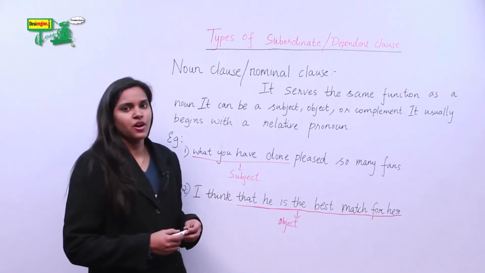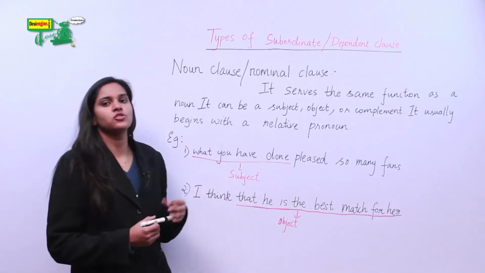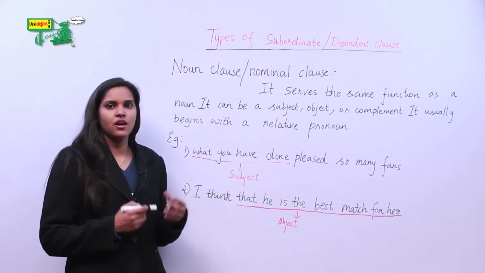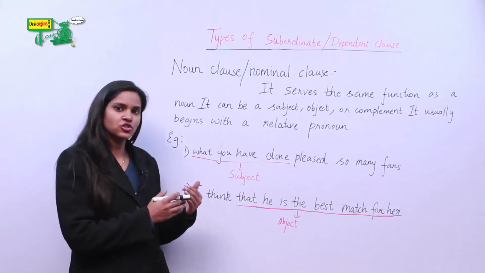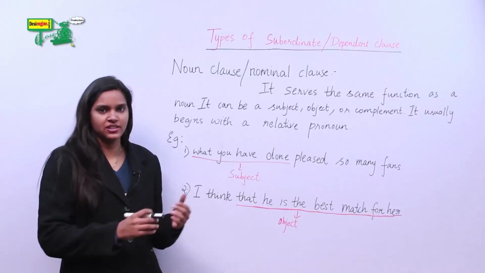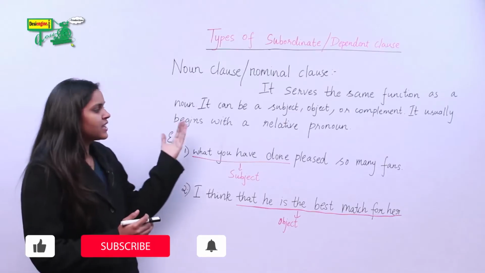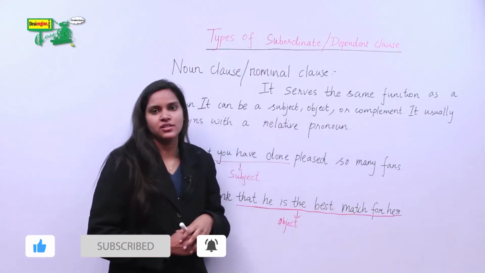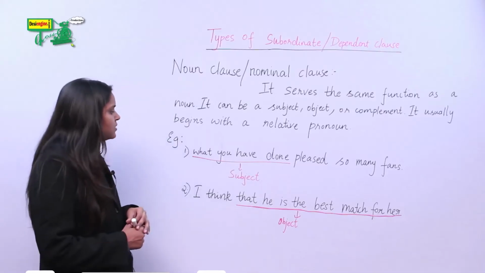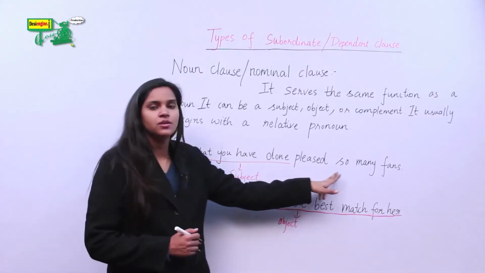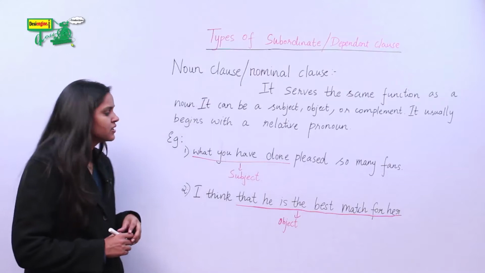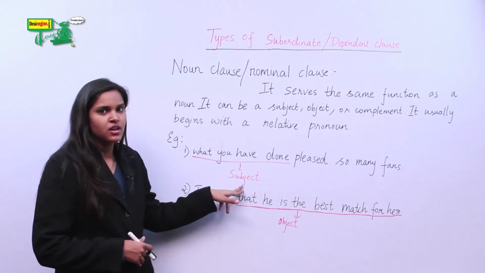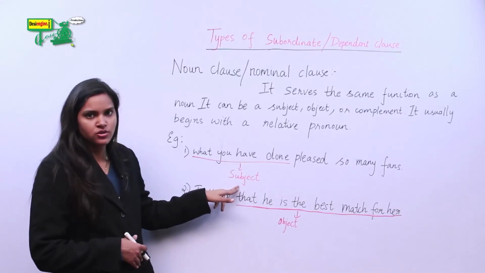So let's do now noun clause, which is also known as the nominal clause. As the name suggests, the noun clause basically functions as a noun in the sentence. It can act as a subject, object, or the complement in a sentence. For example, what you have done pleased so many fans. What you have done is the subject of the sentence. So this is our noun clause.